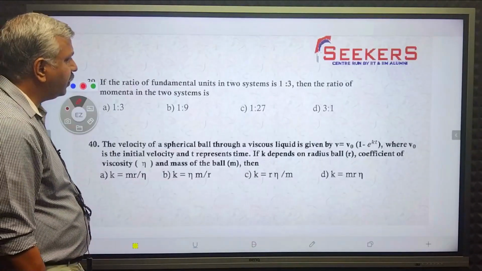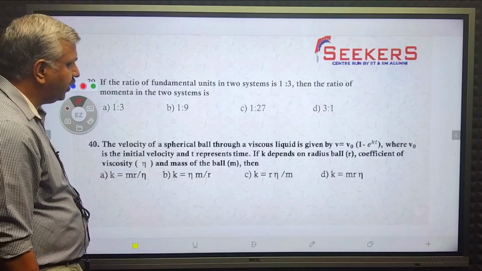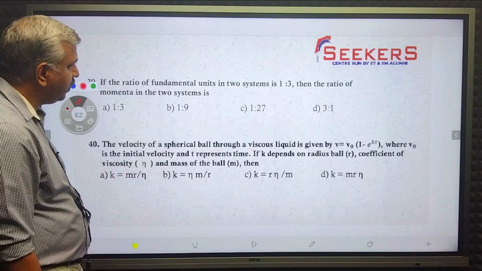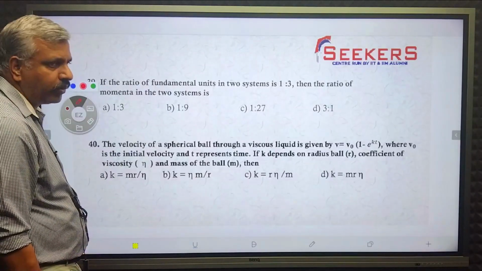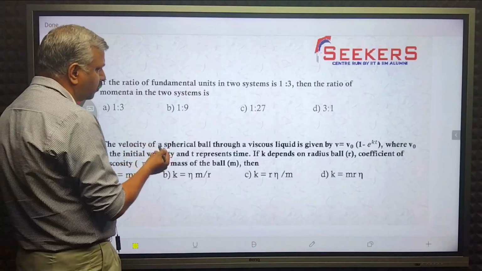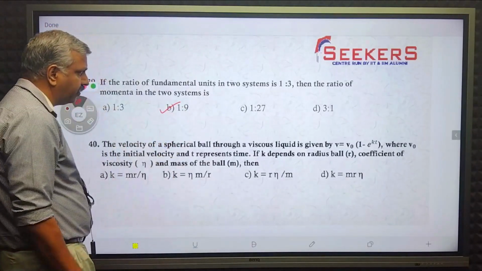If the ratio of fundamental units in two systems is 1:3, then the ratio of the momentum in the two systems will be? Momentum is the product of two quantities, mass and velocity. So 1:3 and 1:3 will make it 1:9. So the option has to be 1:9.